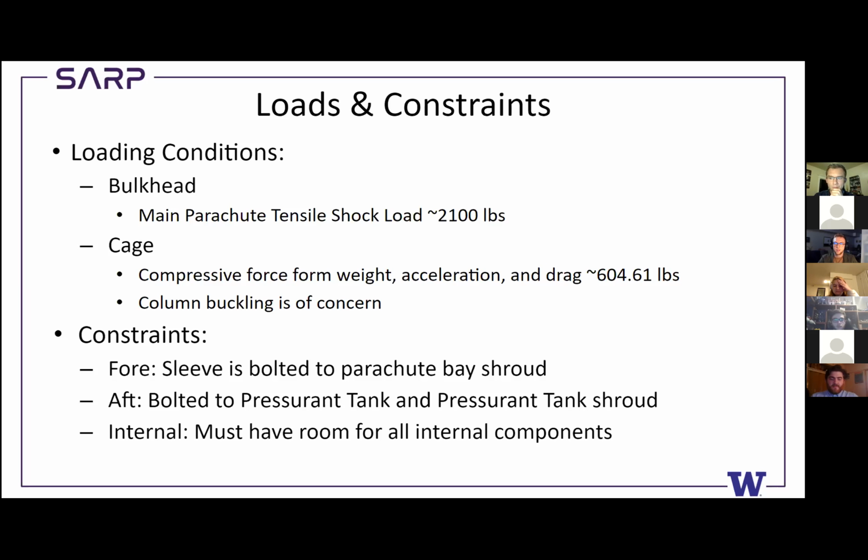could swap it in. And as for the cage, we have a compressive force from the weight, acceleration, and drag coming up to about 600 pounds. Then in the cage, the column buckling is the main concern. In terms of constraints, at the front of our bulkhead, we have the sleeve bolted to the parachute base shroud, and at the bottom, we have the pressure tank connection connecting to the pressure tank, as it says.